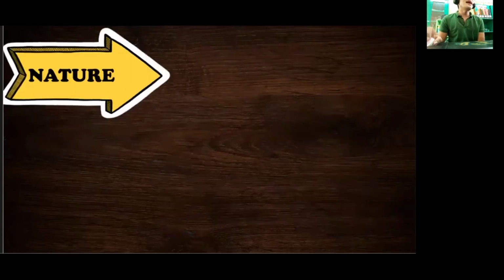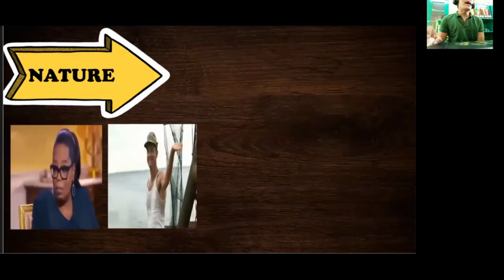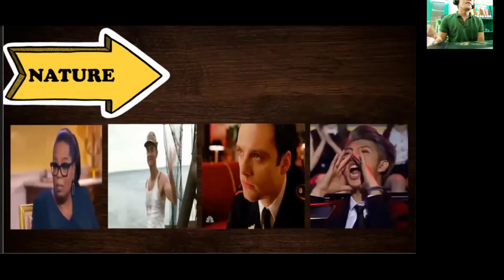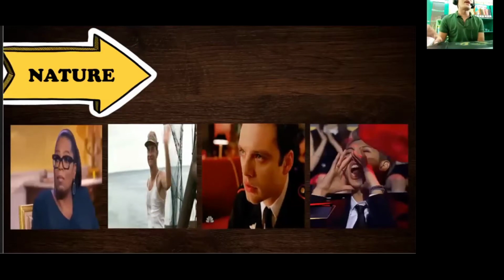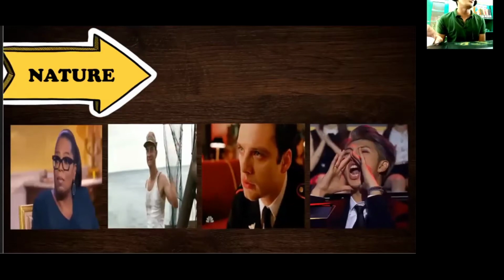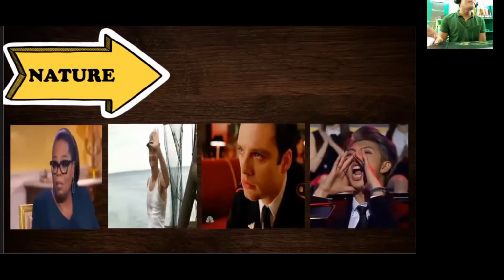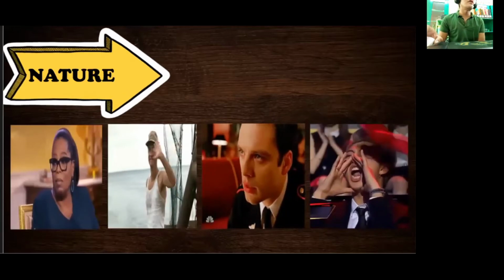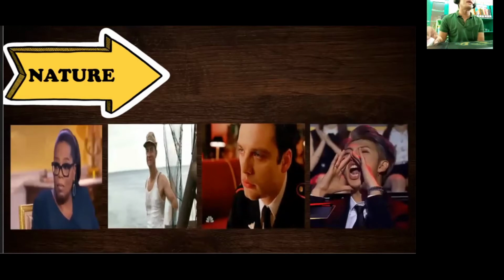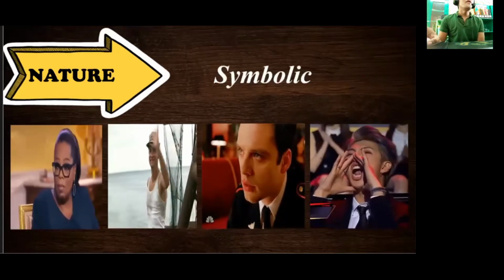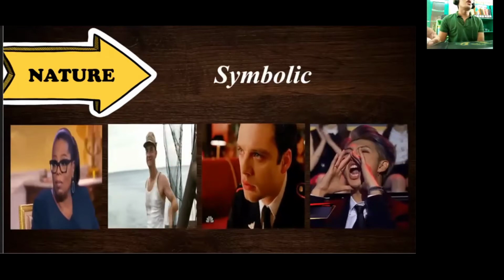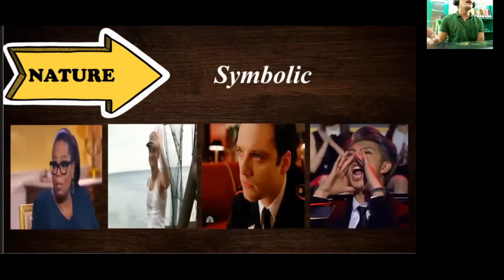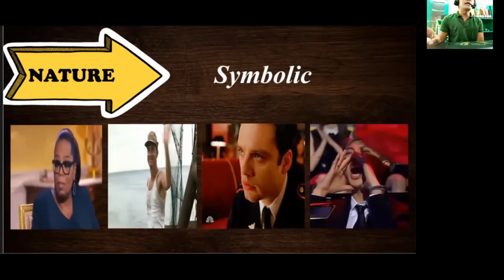Now, in this slide, we have nodding, waving, frowning, and shouting. Obviously, these gestures or actions or facial expressions that you see on your monitor can convey a message. This nature of communication is said to be symbolic. For the information of everyone, there are two forms of communication. We have verbal and nonverbal communication.